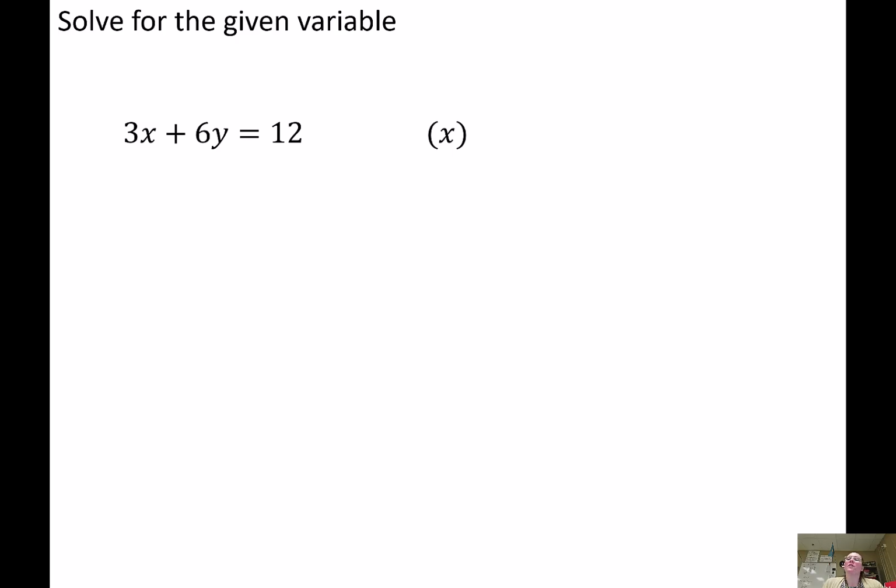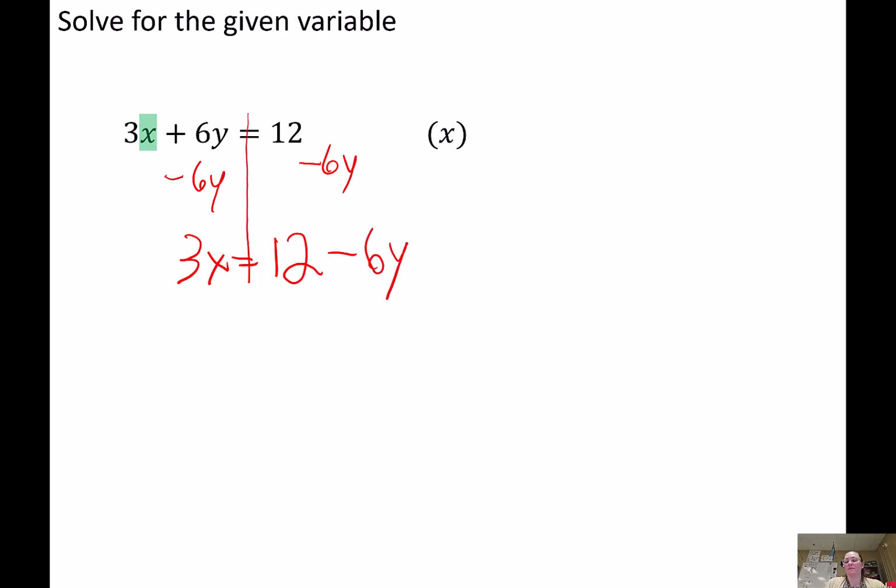Okay, I've got 3x plus 6y equals 12. And this time I want to solve for x. So the first thing I need to do is move what's adding or subtracting. So in this case, we're going to subtract 6y. So I get 3x equals 12 and 6y are not like terms, so I get 12 minus 6y.